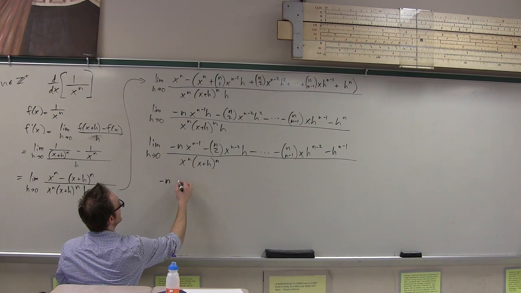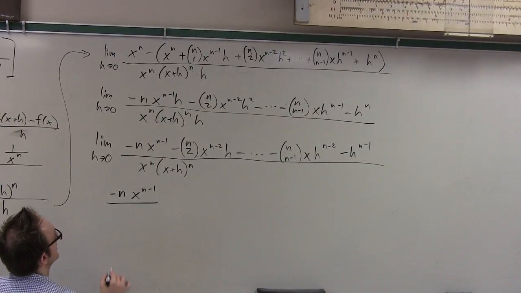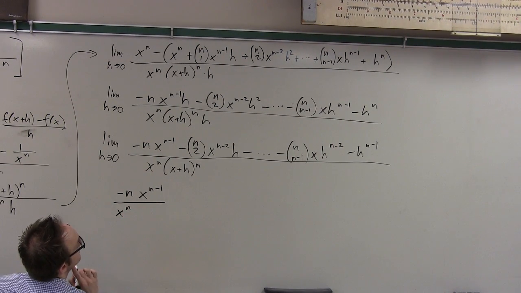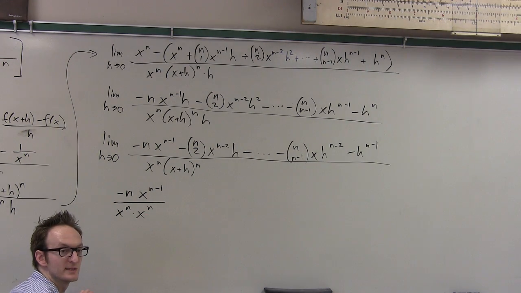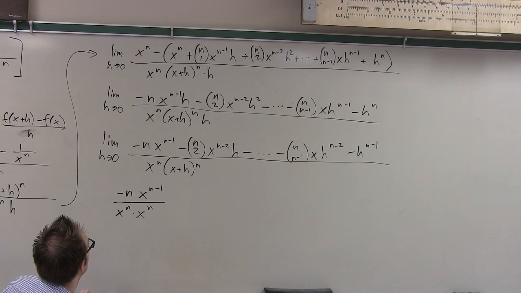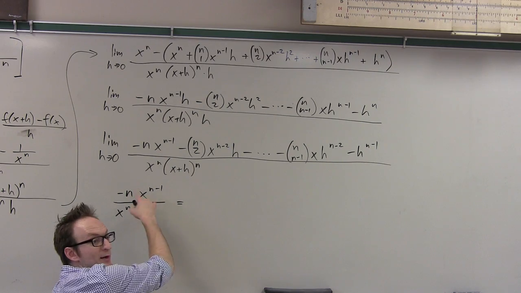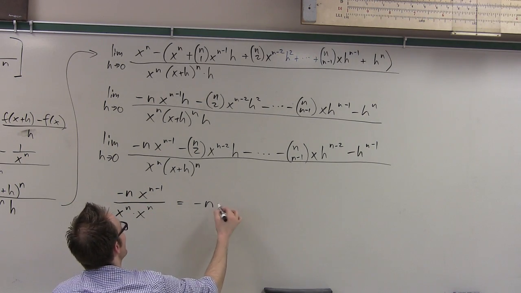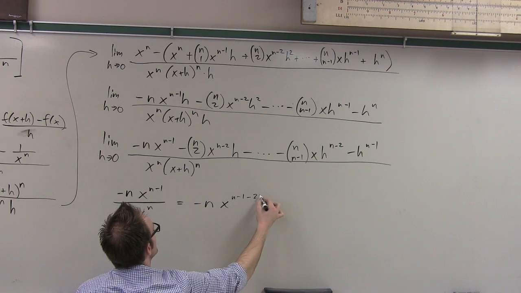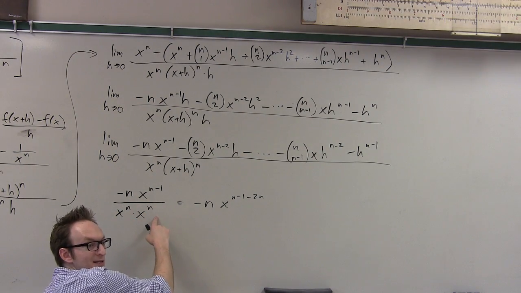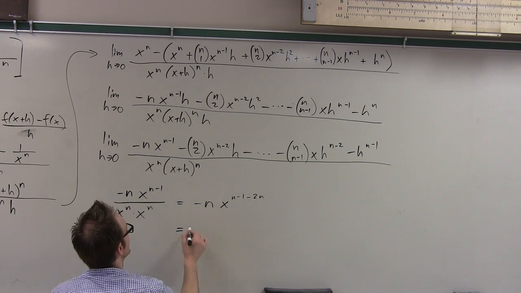Negative n x to the n minus 1, all over x to the n times another x to the n, basically. Okay, what is all this crap? Well, now we just use exponent rules, right? So this is negative n x to the n minus 1 minus 2n, right? x to the n times x to the n is x to the 2n. We okay? Yeah. Okay, so final answer.